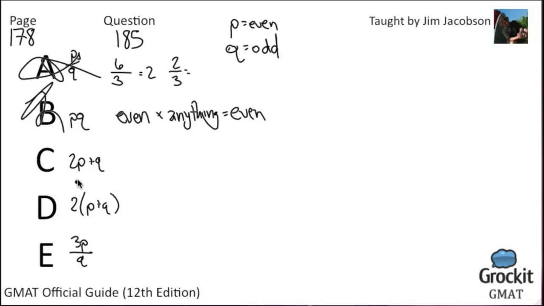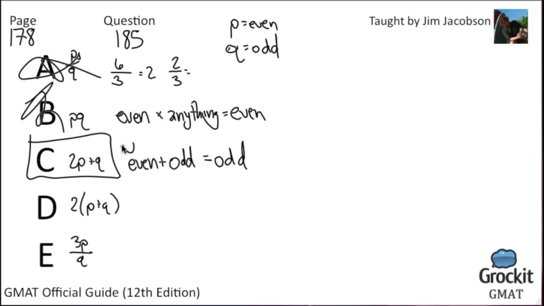2P plus Q. Again, 2 times P is even times anything, which is even, but then we have to add Q, which is odd. Even plus odd, just do 2 plus 3 in your head, gives you 5, which is odd. Even plus odd is always odd. So answer choice C is looking like our awesome answer choice, but we should double check to make sure we're not missing something obvious. 2 times P plus Q, this is again even times anything.